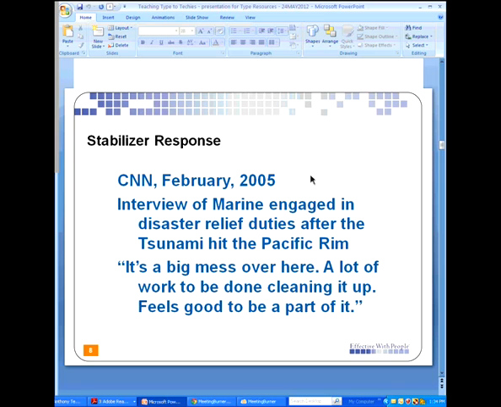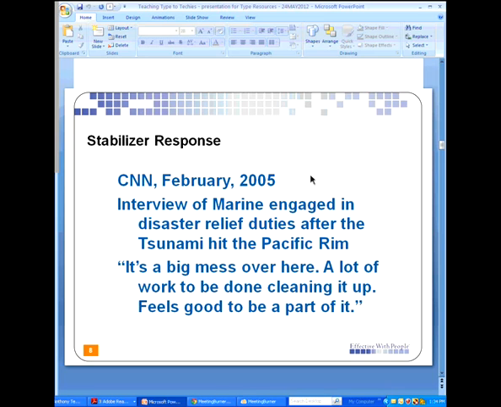I actually got this off a CNN broadcast. Picture of a Marine. I wish I had the clip of it. I'd use it if I had it. Picture of a Marine in front of a truck full of lumber. And the CNN reporter was interviewing and taping him, and he says, it's a big mess over here. A lot of work to be done in cleaning it up. Feels good to be a part of it.